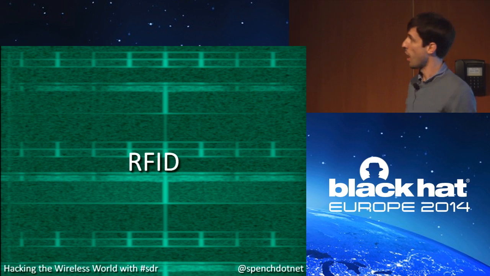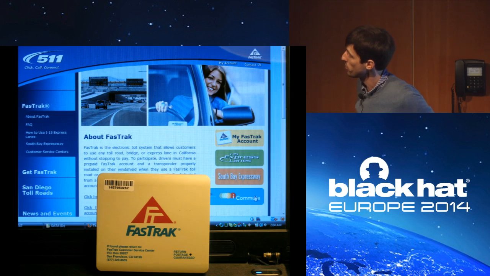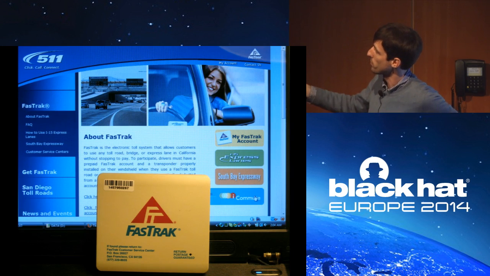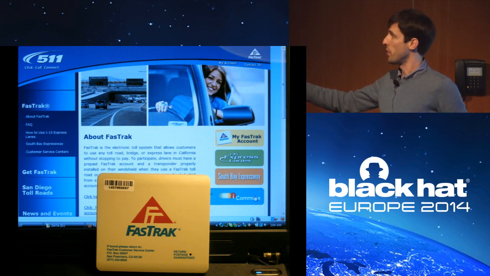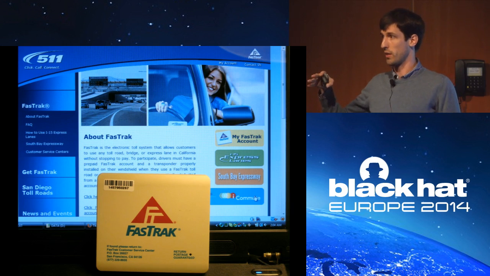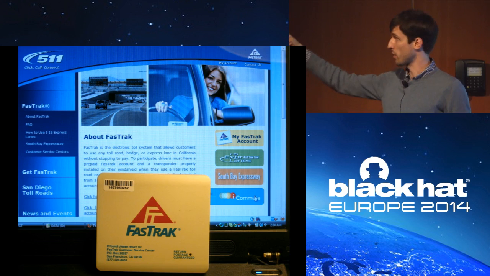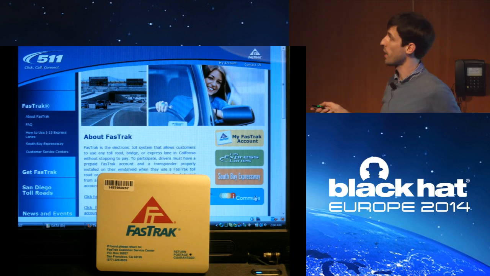Now let me look at the time. I might skip this bit a little for the sake of time, but you've got these FasTrak tags and so on. These are used for electronic toll booths as you're driving around. You don't have to pay, you just go through the booth and it reads your account off here and then subtracts money from your account.